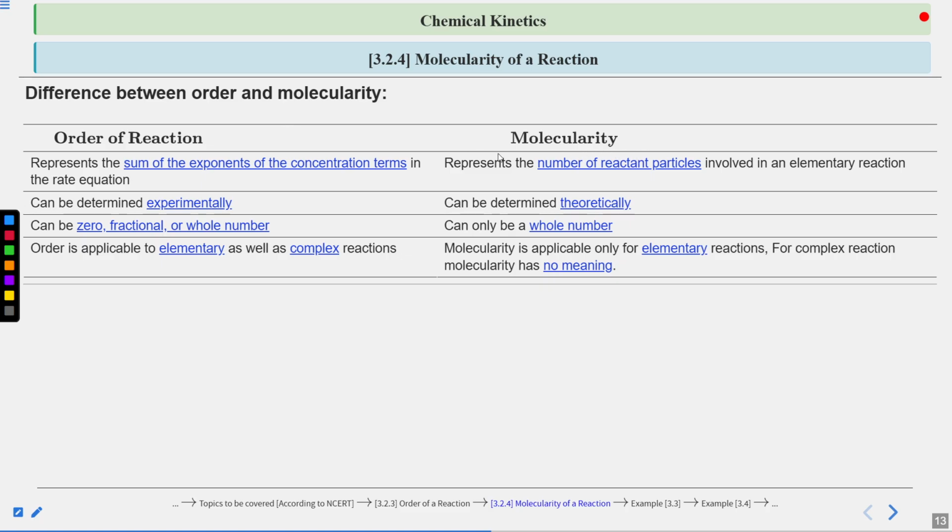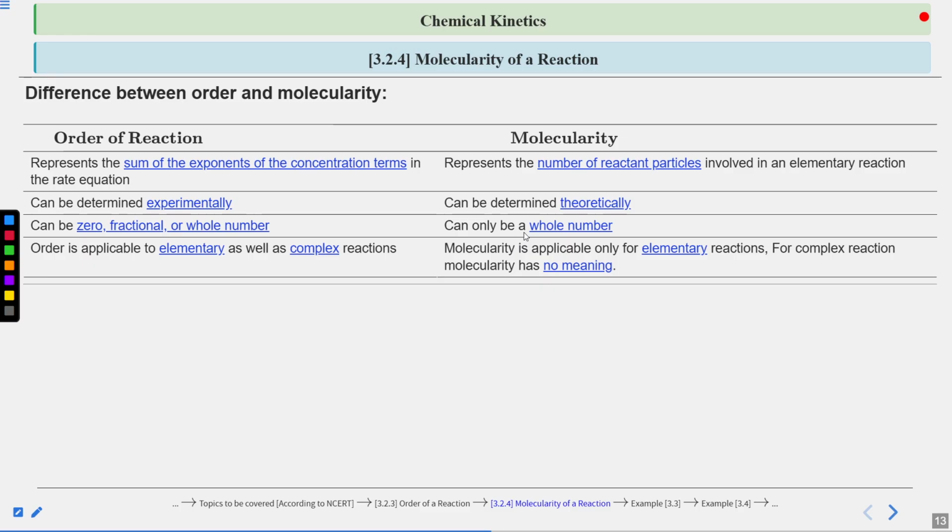Now molecularity represents the number of reactant particles, that means how many reactant particles are going to collide, right? So molecularity represents the number of reactant particles involved in the elementary reaction. The order of reaction can be determined experimentally, but the molecularity can only be determined theoretically. We can't use any experimental data for the determination of molecularity. The order of a reaction can be 0, fractional, or a whole number, meanwhile the molecularity can only be a whole number.